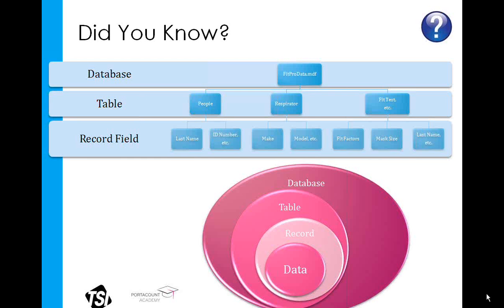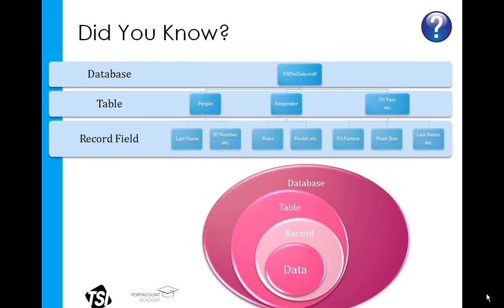And then within each record we have various data fields. For example, in the people record we would have the person's last name, first name, ID number. Those are all data fields within that people record. Now, again, the graphic at the top here is a structural breakdown of how that occurs. It doesn't show all the tables, and it doesn't show all the record fields available under each table either, but it does go through the most obvious ones.